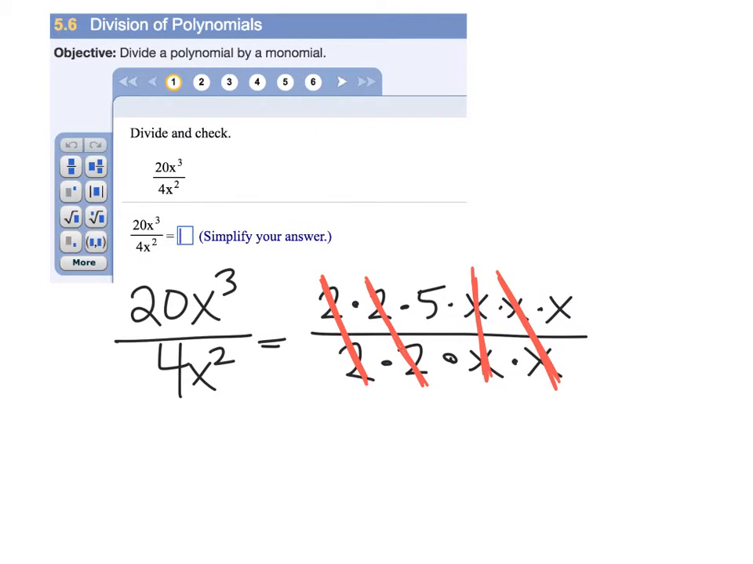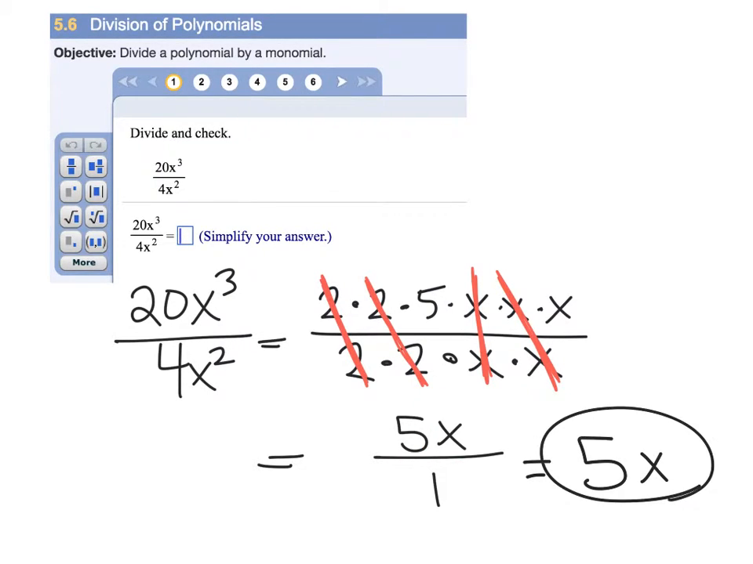So what are you left with? Well, in the denominator, you're left with 1 because everything got canceled out. In the numerator, you're left with 5x. So 5x over 1, well, that's just equal to 5x. And there's your answer. There's other ways to think of division, and I'm going to show you those in later problems on this video.